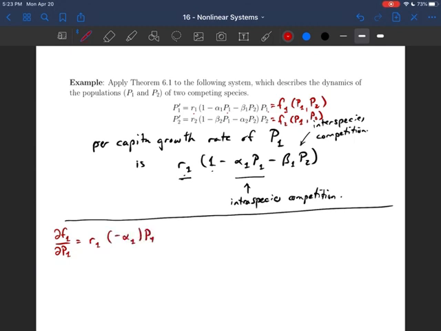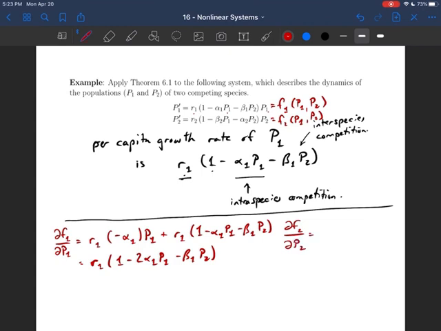Well, let's do it the other order. Sorry. We have a constant R1 times something, so we're going to do the product rule: R1 times minus alpha 1 times P1 plus R1 times (1 minus alpha 1 P1 minus beta 1 P2), and that's it. And we can simplify that to R1 times (1 minus 2 alpha 1 P1 minus beta 1 P2). And that's a nice continuous function. It's continuous everywhere. It's a polynomial in P1 and P2. So that's a pretty good sign.